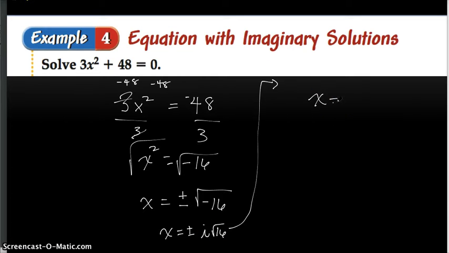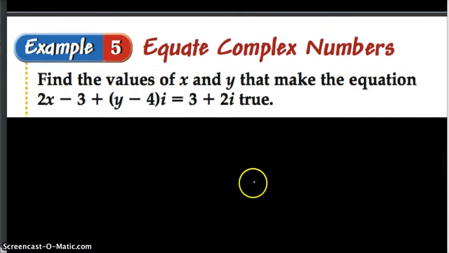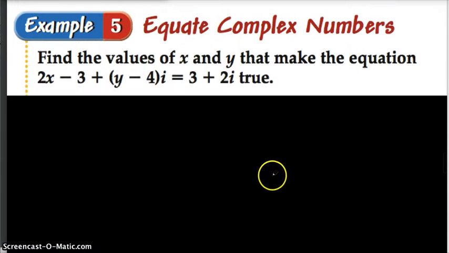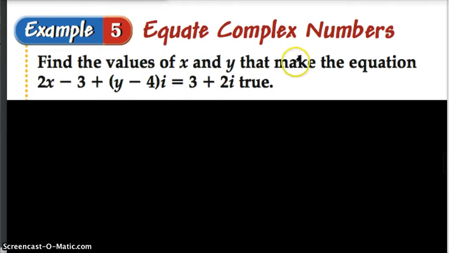So x is equal to 4i, well, plus or minus 4i, and that's what we're left with. This 16, when we take the square root of it, the whole number comes in front, and so we get plus or minus 4i. Example 5 has us finding the value of x and y that make the equation true.